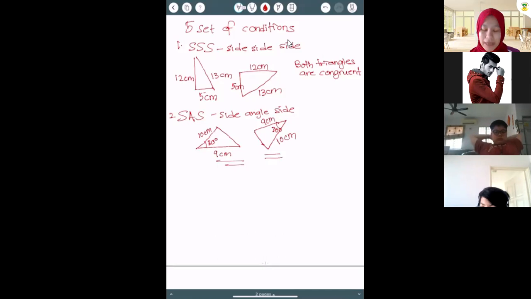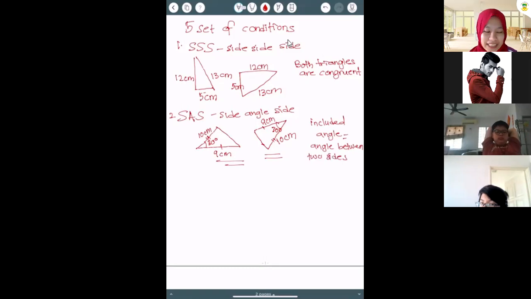You know why? Because these two sides have the same length. 10 cm here, 10 cm here. 9 cm there, 9 cm there. And then your included angle is the same. What is an included angle? It is the angle between two sides. This is the meaning of included angle.